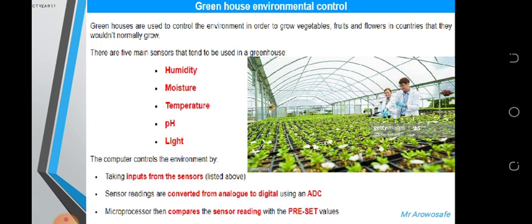Now the next one is temperature. We all know what is called temperature. The function of a temperature sensor is to measure the level of temperature, to know whether the temperature is low or not. So now the next one is what?